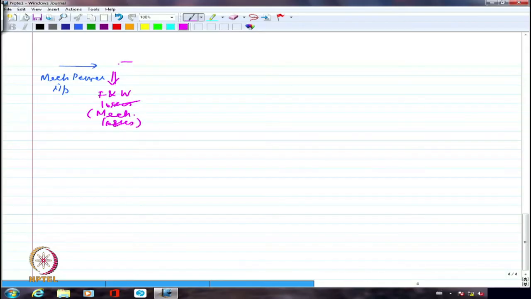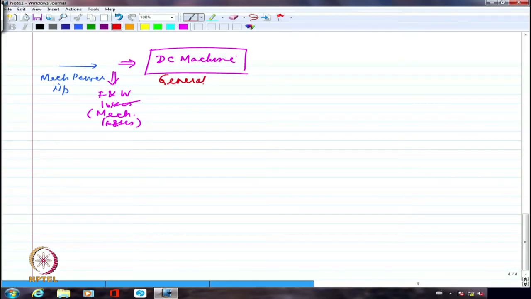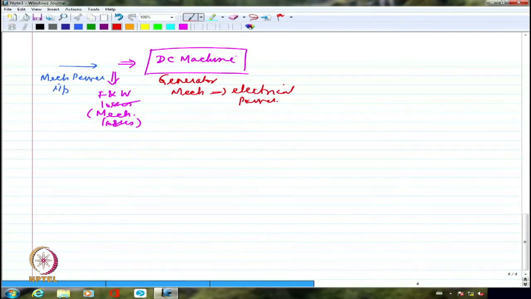What is available after this is being fed to the DC machine, which is working as a generator. It is converting the mechanical power into electrical power. That's what it is doing, through the electromagnetic medium. In between you have the magnetic medium. That is what allows the conversion to take place.